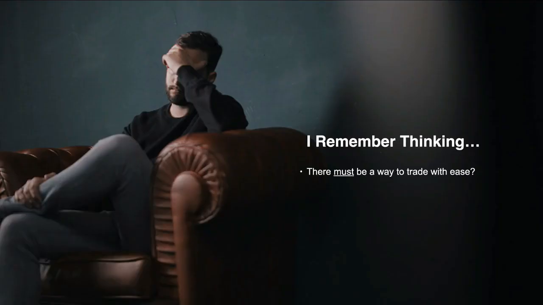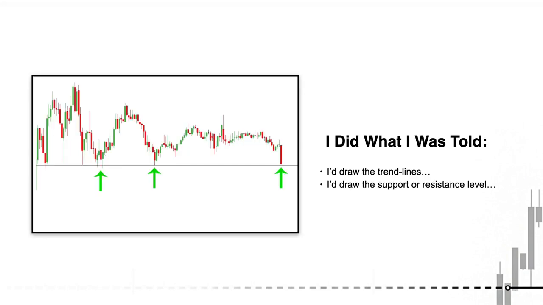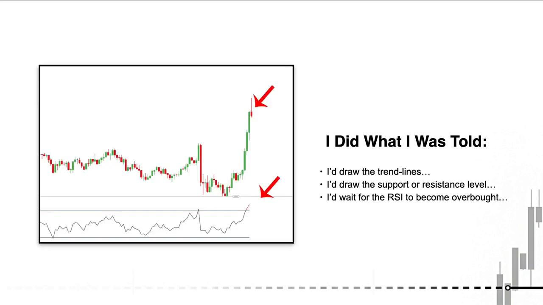I remember thinking, there must be a way to trade with ease. And maybe you've thought that yourself in the past. See, I was doing exactly what I was told. I drew the trend line where I was told to. What happened? I was stopped out and I lost money. I drew the support or the resistance level where I was told to. What happened? I was stopped out and I lost money. I'd wait for the RSI to become overbought like I was told to. What happened? I was stopped out again. I lost even more money.